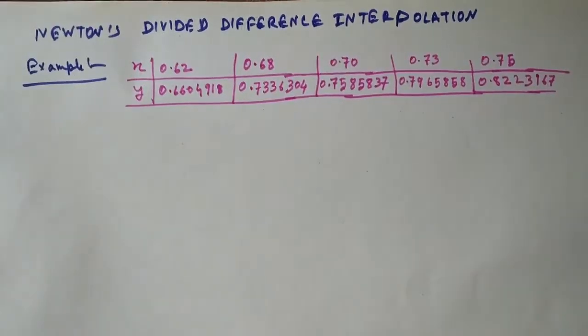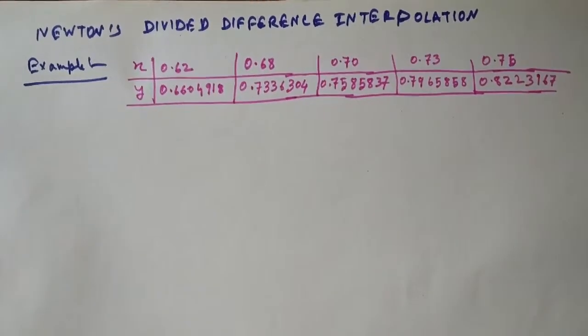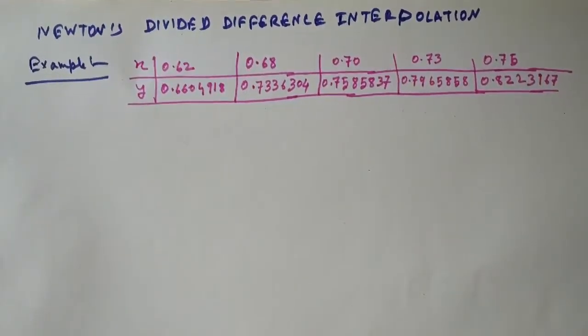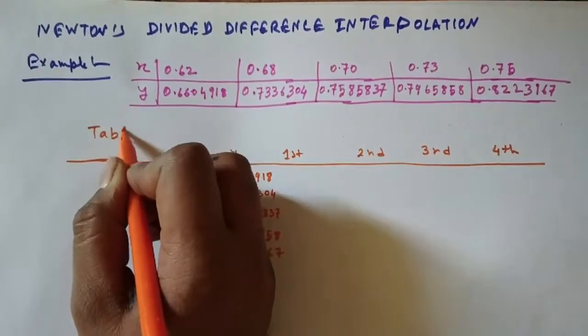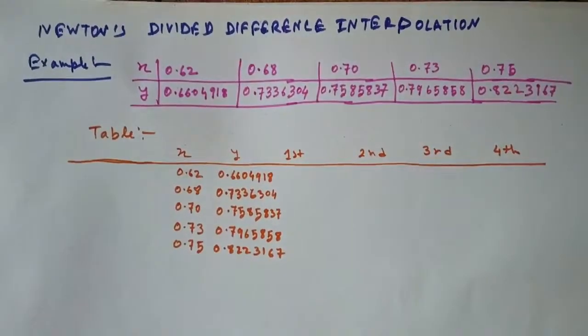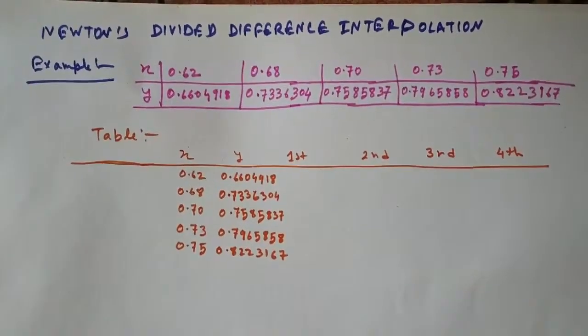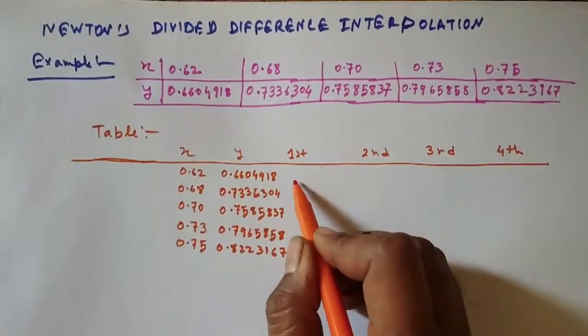So let us take a problem statement for Newton's divided difference interpolation. So these are the corresponding x and these are the corresponding y. So let us write it in the table format quickly, the x and the corresponding y's.